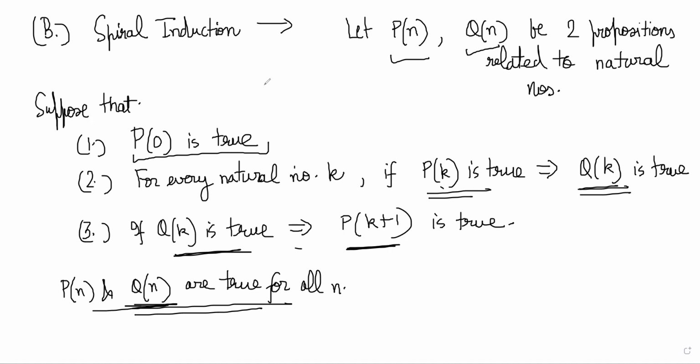And usually you have to remember in problems, they will give you P of n and you have to construct your own Q of n. And then the spiral induction method will start working. This Q of n is basically called the companion proposition. The next and the last type of induction that I will show you is double induction.